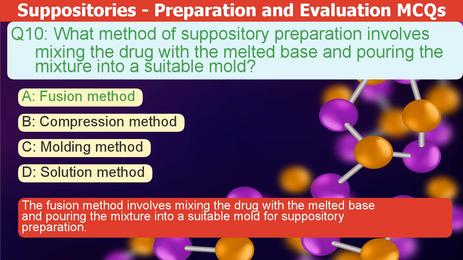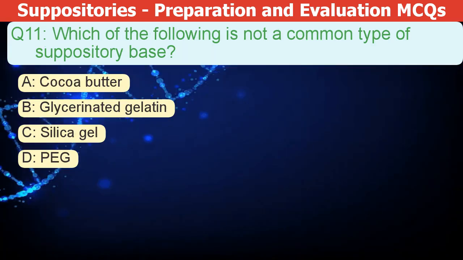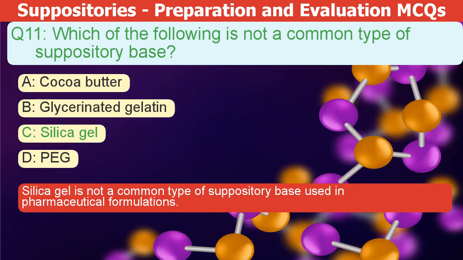Which of the following is not a common type of suppository base? A. Cocoa butter. B. Glycerinated gelatin. C. Silica gel. D. PEG. The correct answer is C. Silica gel is not a common type of suppository base used in pharmaceutical formulations.